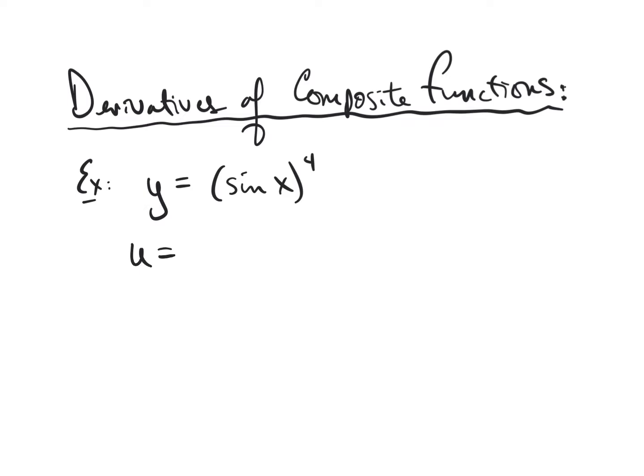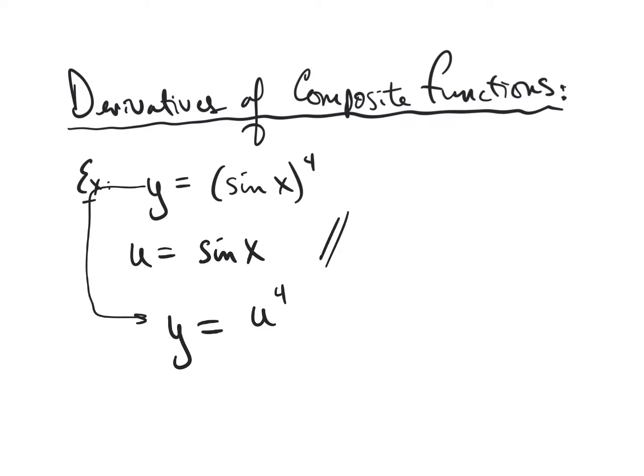In this example, we could replace the sine with u, which means when we make the substitution, instead of y equals sine to the fourth, we'd have y equals u to the fourth. Now, of course, we know how to take the derivative of u to the fourth. That's just going to be power rule, so we'll drop down in front and subtract 1. But unfortunately, there's a catch.